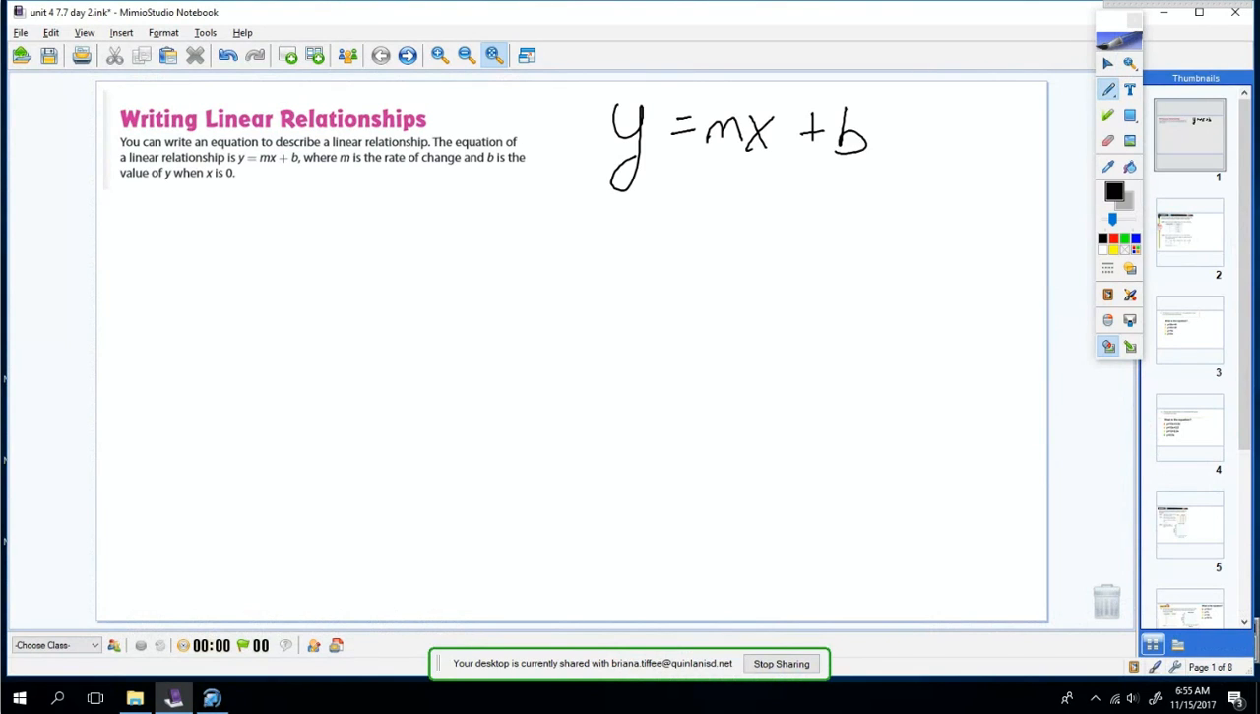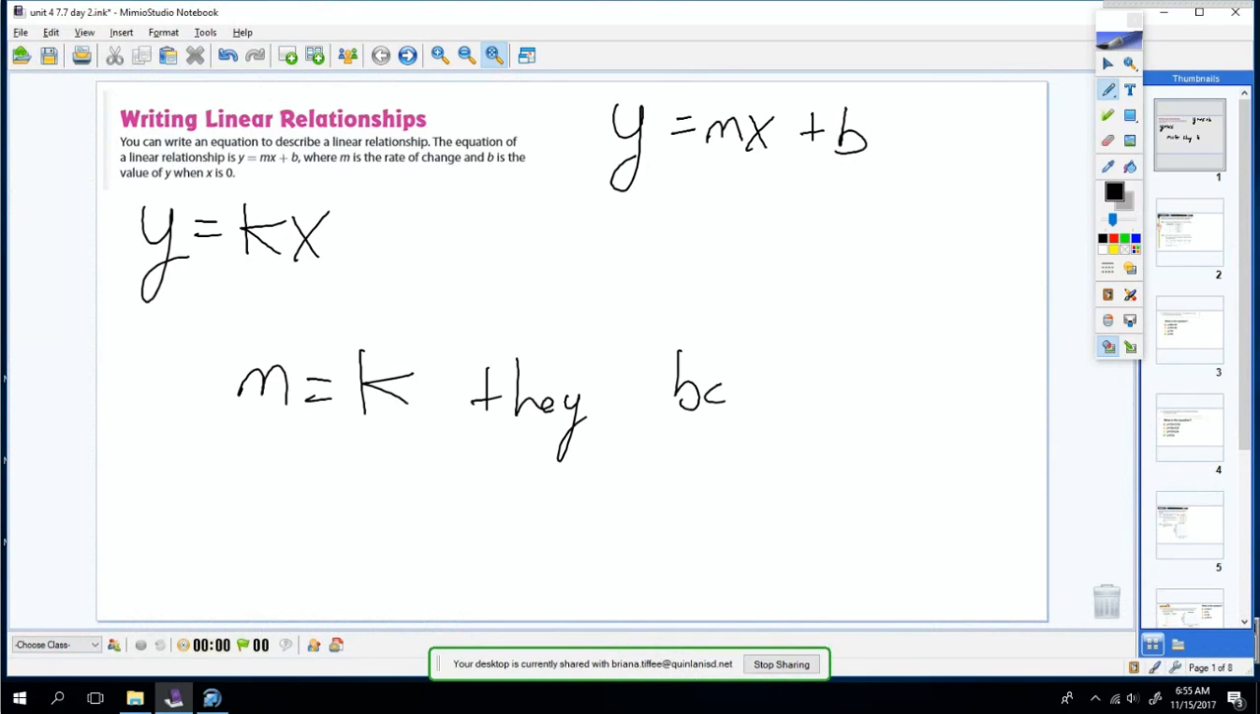There's really nothing different from what we're used to. We're used to using y is equal to kx. Well, m and k equal the same thing. They are both the constants. They just change the letter on you.